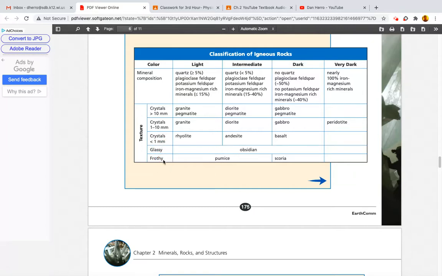A frothy igneous rock would either be pumice if it was light or intermediate. If it was frothy and dark, then it would be scoria. So that is an interesting way of classifying igneous rocks. Okay.